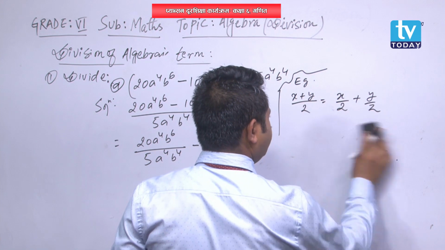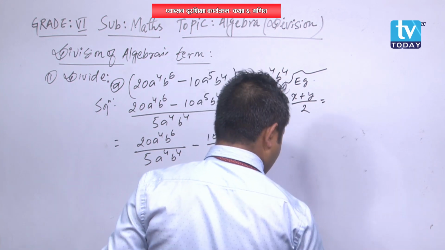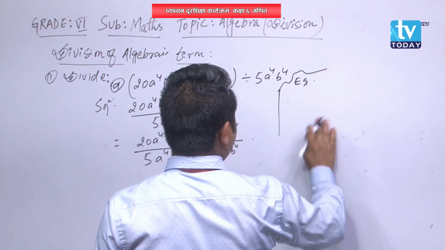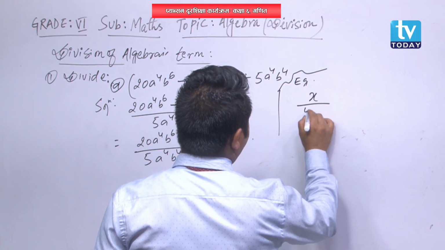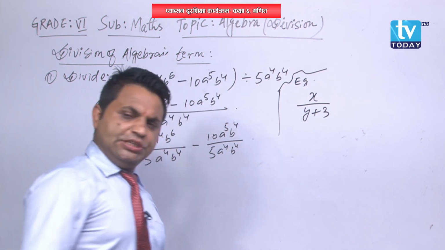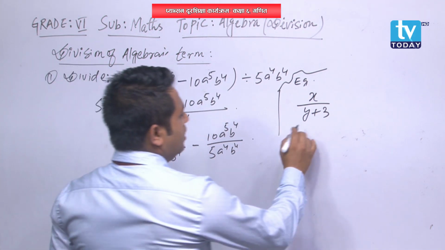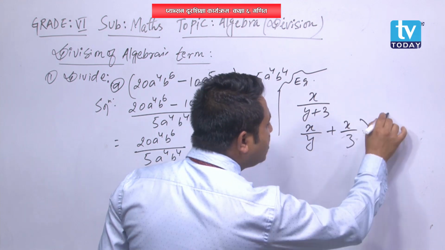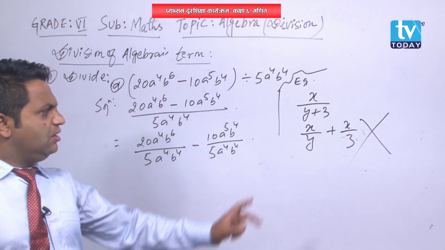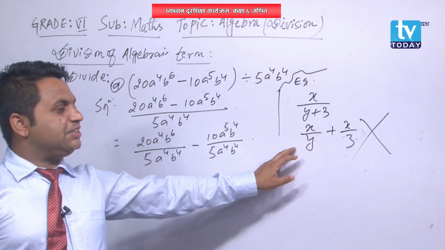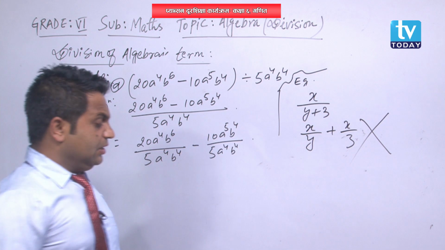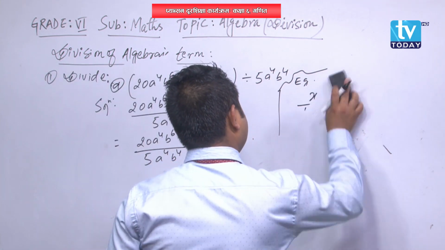Like, if there is x upon y plus 3, let's check here. x upon y plus x upon 3 you cannot do. Is that clear? Please don't make this type of mistake. It will be a mistake. You cannot do it in this way. Okay.